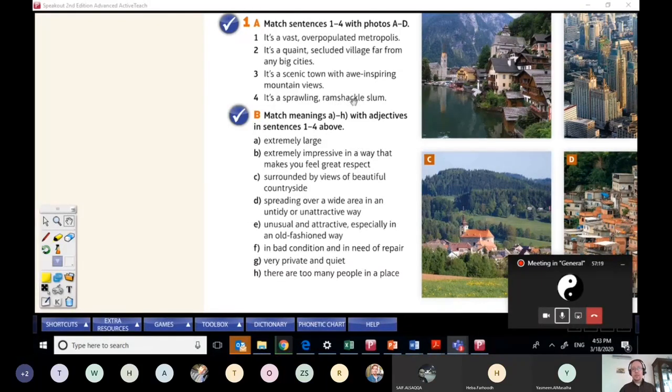Ramshackle. Good. Ramshackle means it's really in bad condition. Very private and quiet. Secluded. Good. Secluded. And Mr. Michael, may I ask, what's the meaning of slum? Slum is the part of town usually where it's very filled with very poor people, and usually it's not very attractive. It's not well kept by the government. So that would be a slum.